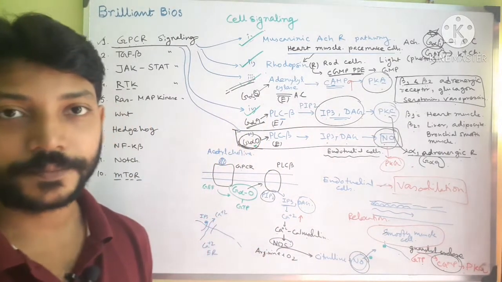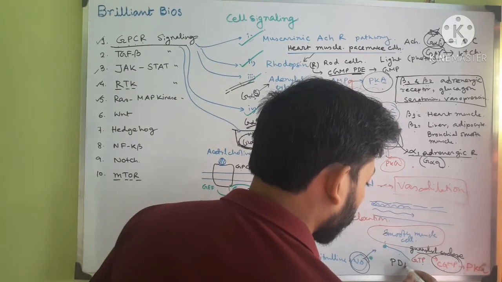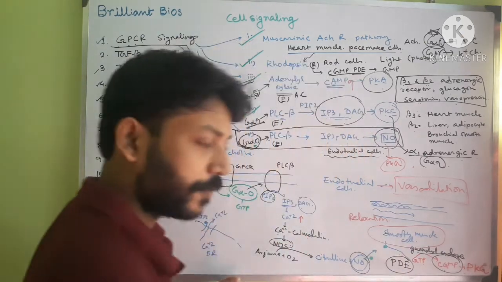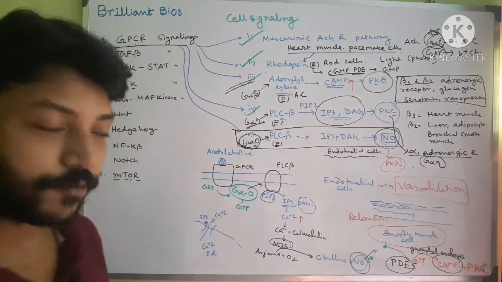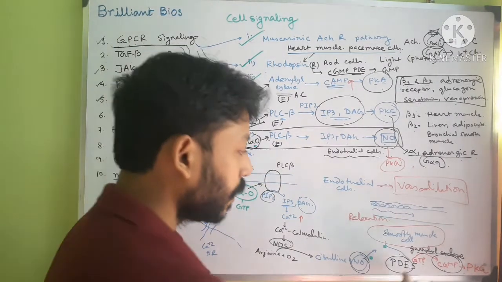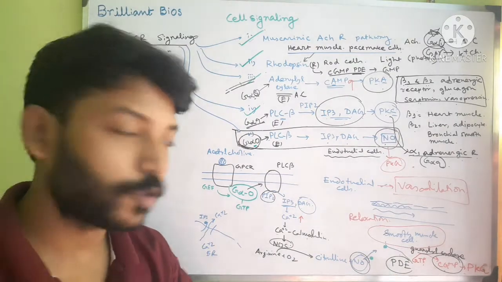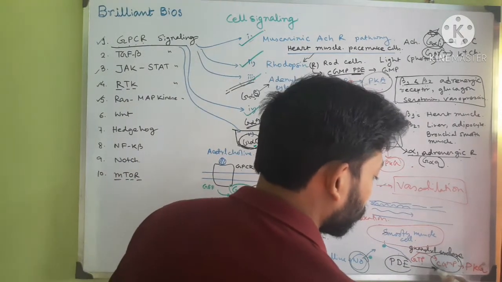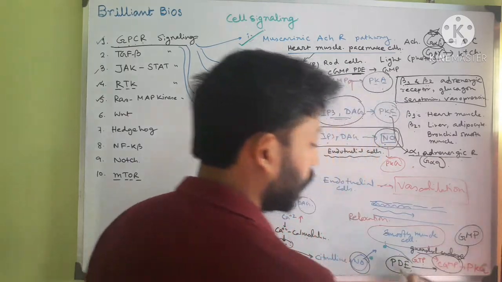But there is an enemy of this cGMP that is called phosphodiesterase, specifically phosphodiesterase 5. Phosphodiesterase 5, that is the target. Let's suppose you only remember phosphodiesterase. This phosphodiesterase directly destroys the cGMP to make GMP. So this is the enemy.